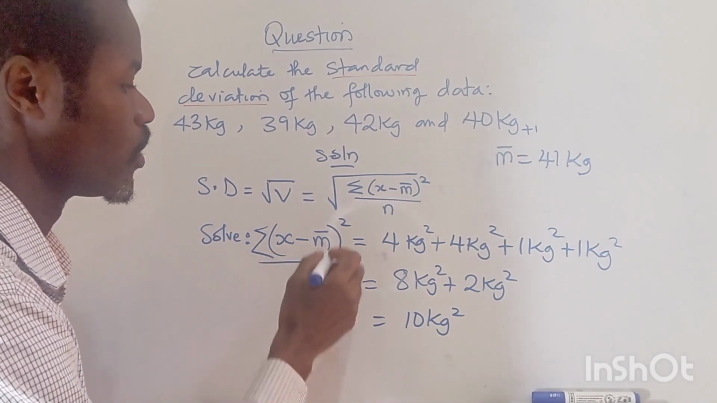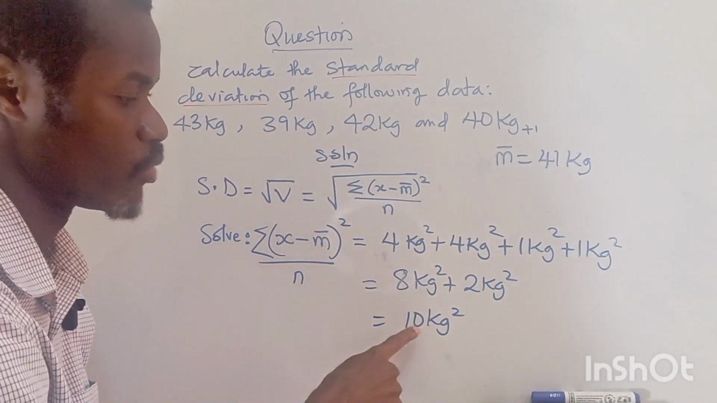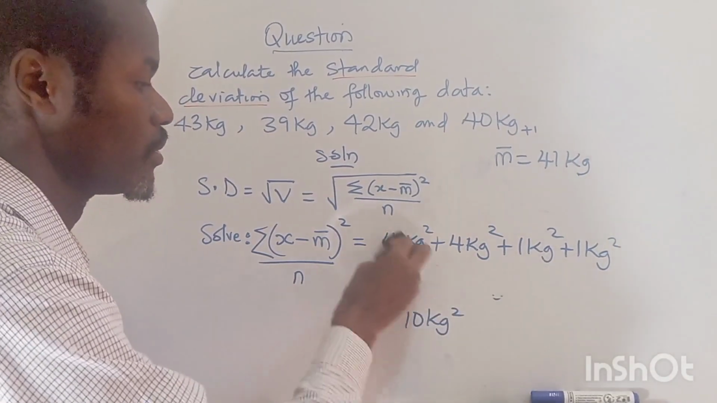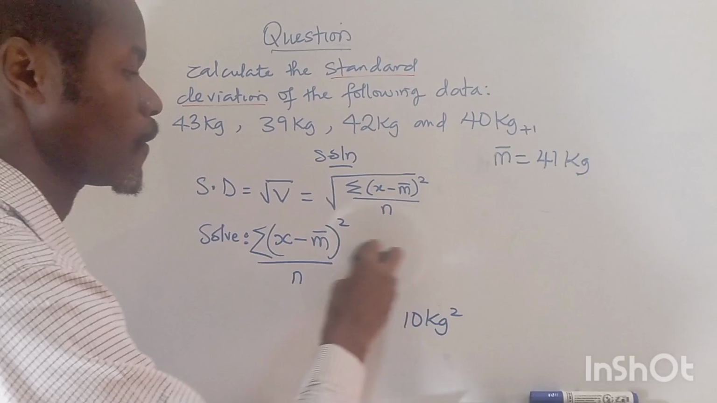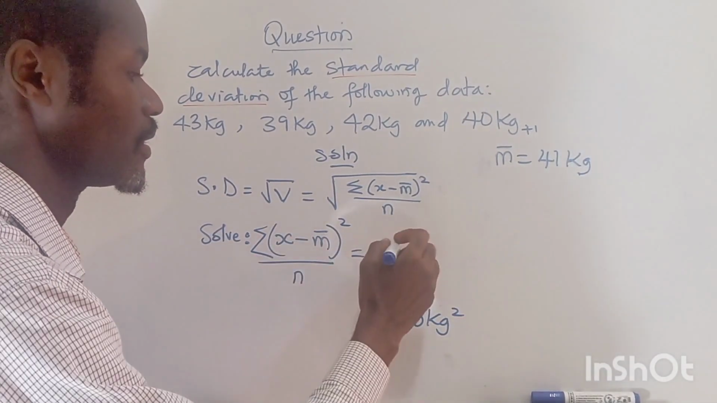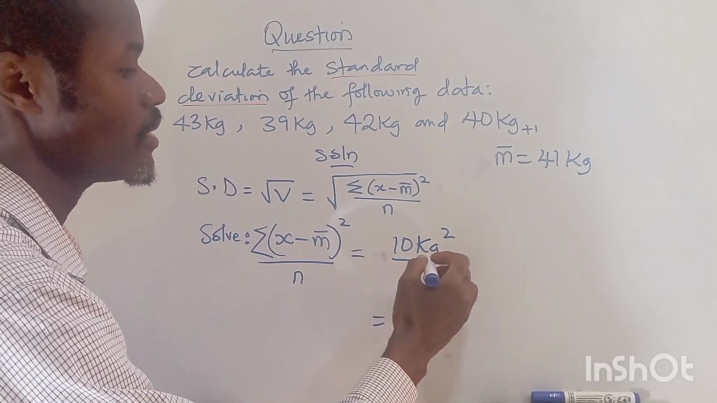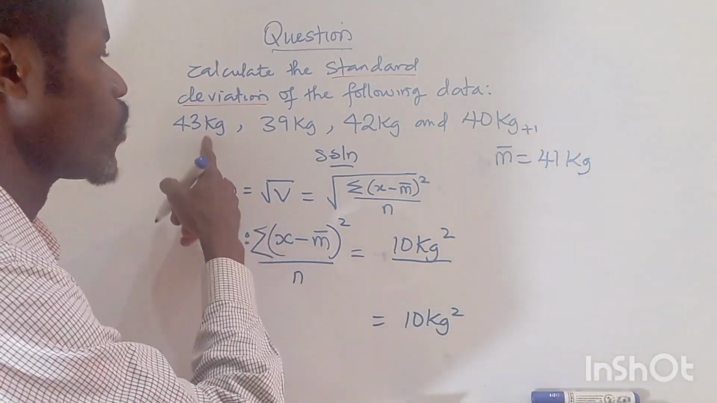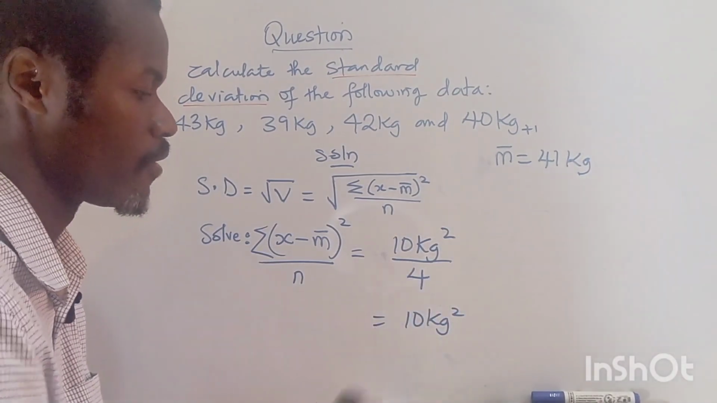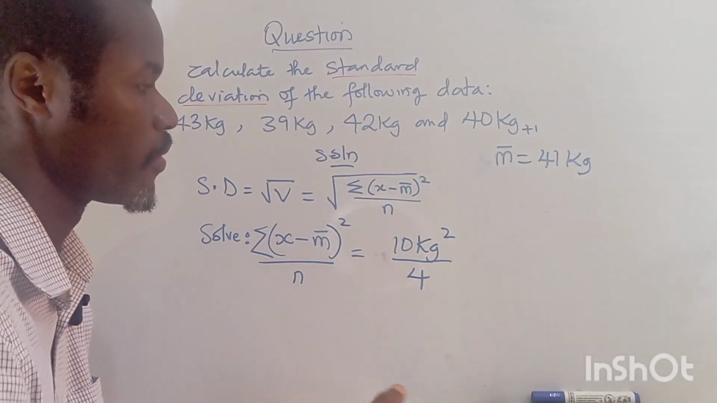Alright, so now, the next thing we want to solve for is all of this divided by N. Remember, all this is equivalent to 10 kg squared. So we have our summation, which gave us 10 kg squared, divided by N. Now, what's the value of our N? 1, 2, 3, 4. So we have to put 4. The value of our N is the frequency. So we have 4 there.